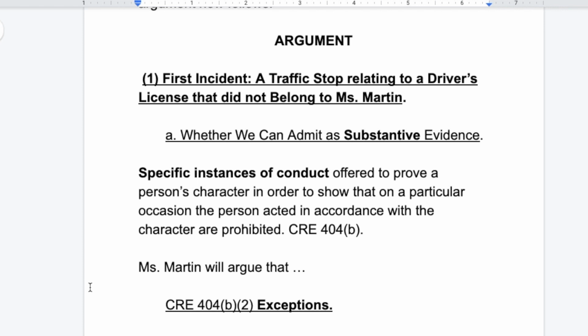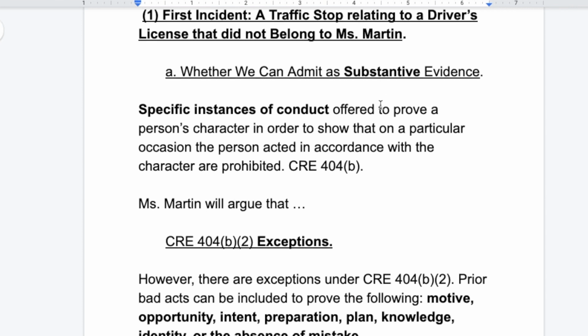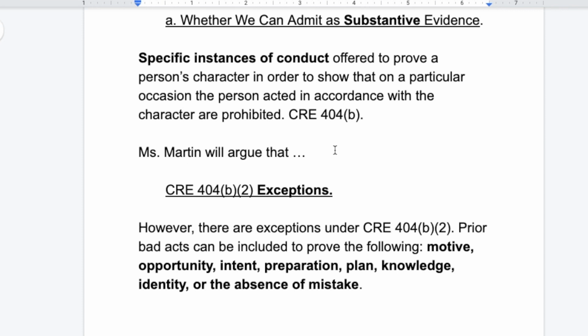I would say the bulk of the content was that first major issue involving the traffic stop. So again, here we have the heading, substantive evidence, 404, and all that says is that specific instances of conduct are prohibited, and many of you already know that from studying evidence. And of course, you have the exceptions there. And here you had a whole list: motive, opportunity, intent. So one of the things you had to grapple with is which of these elements you had to use. Do you use all of them? Do you use maybe a few, a couple, or just one?